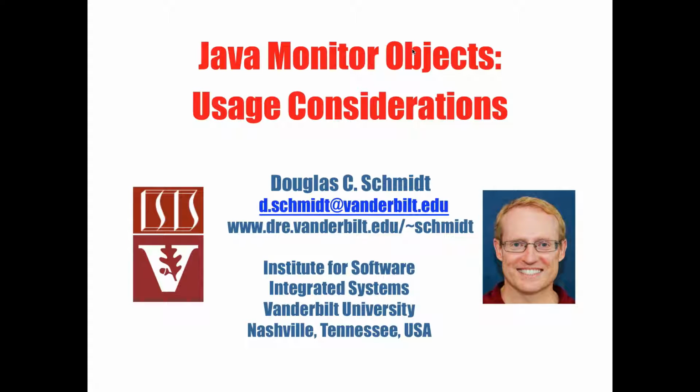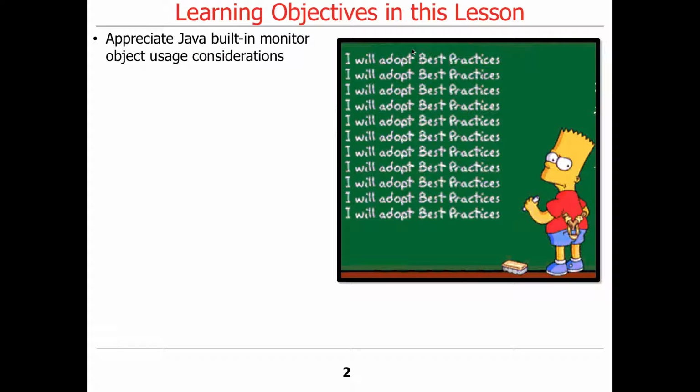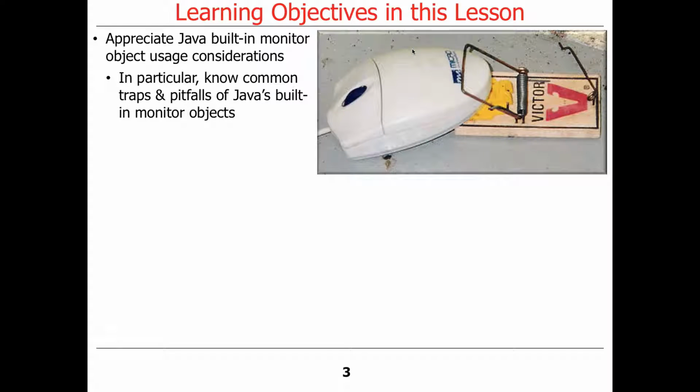What I want to do now is wrap up the Java monitor object discussion, kind of put it all in context. So we'll talk about some of the usage considerations for Java monitor objects, and we'll particularly talk about some of the traps and pitfalls of using Java's built-in monitor objects. There are some tricky things that you have to be aware of and be careful of when you're programming with monitor objects.